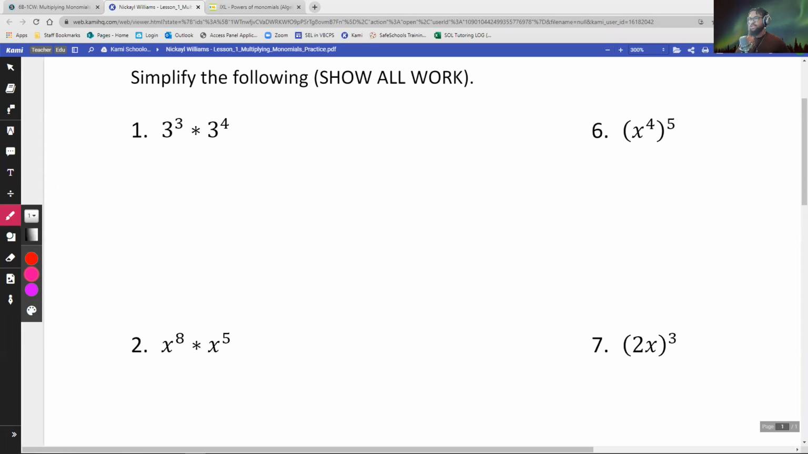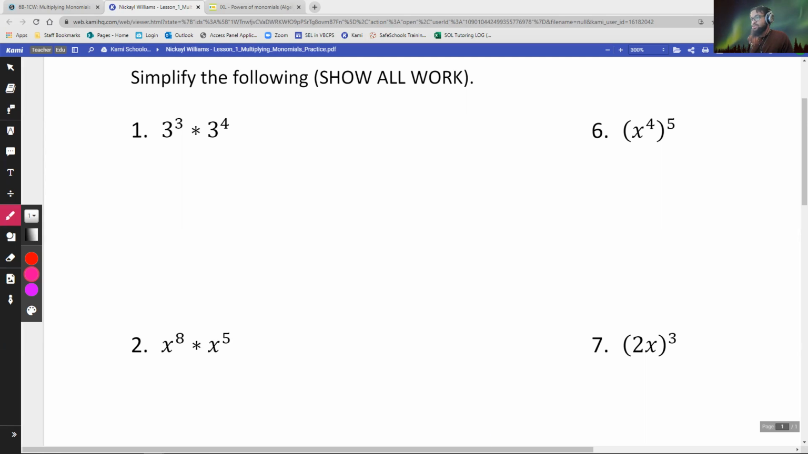Here we see number one, or the directions for this say to simplify the following, showing all work. Make sure you show the work. That's an important part. That's how I know that you know how to do it. When we are doing this, we learn two methods that really do the same thing. You just may prefer one method over another. The method I'm going to start with is exponent expansion.